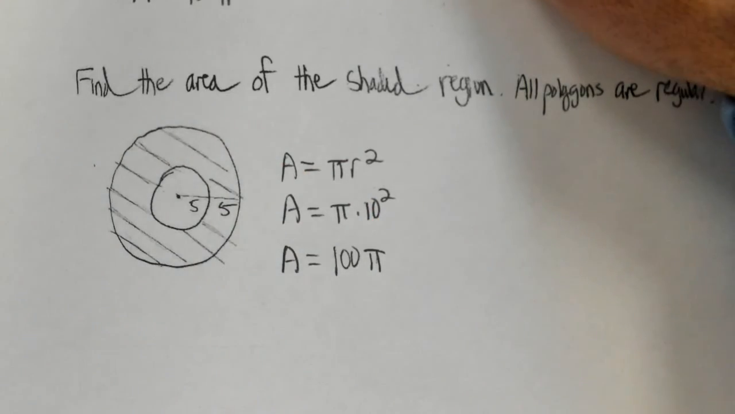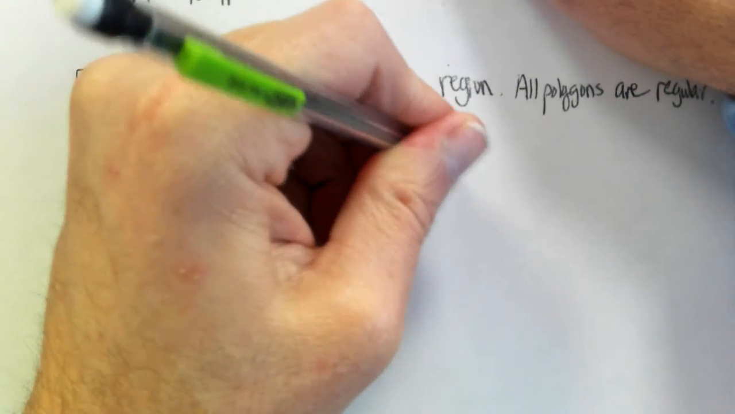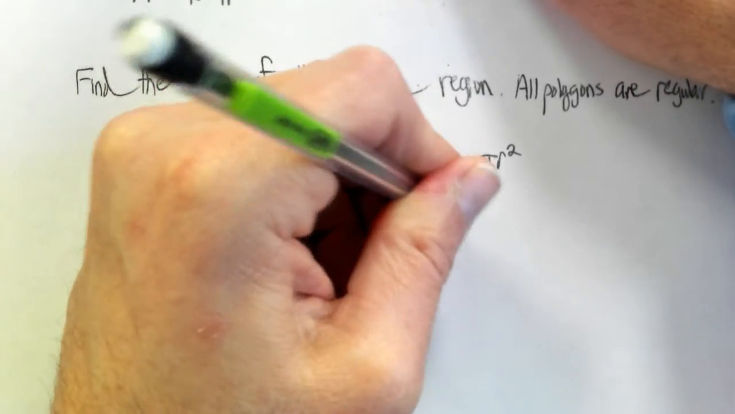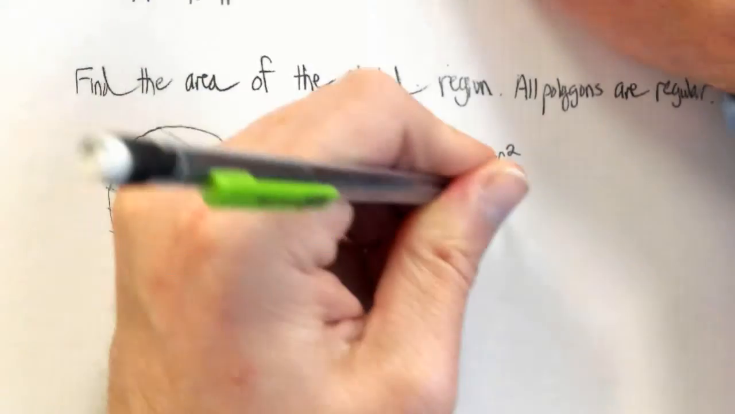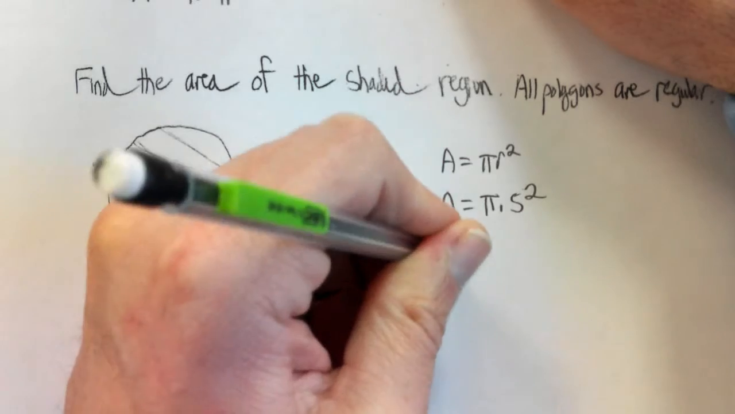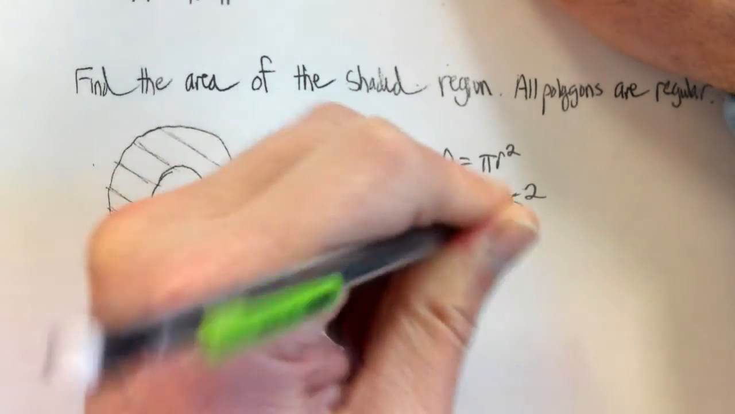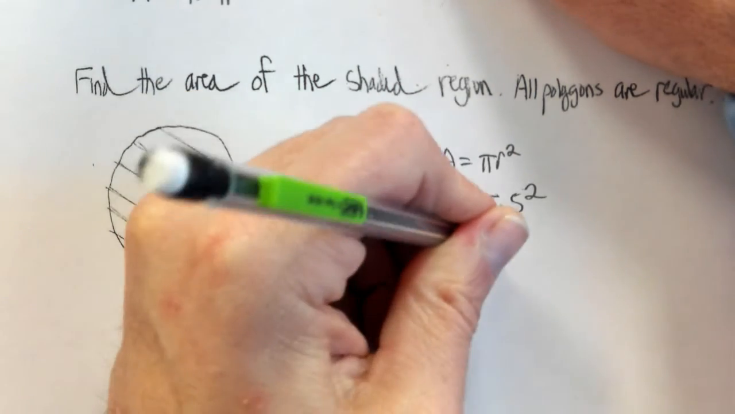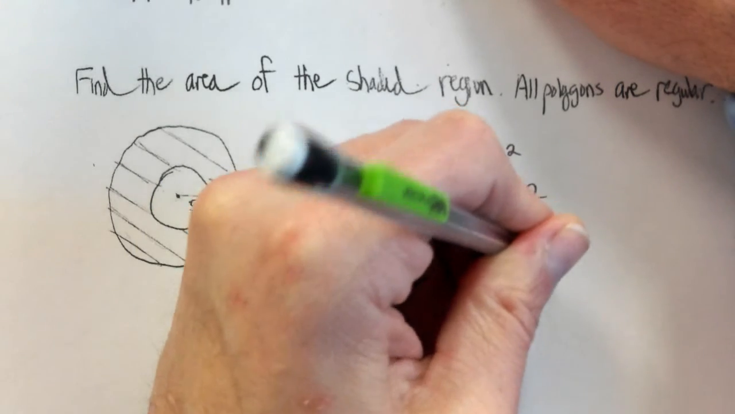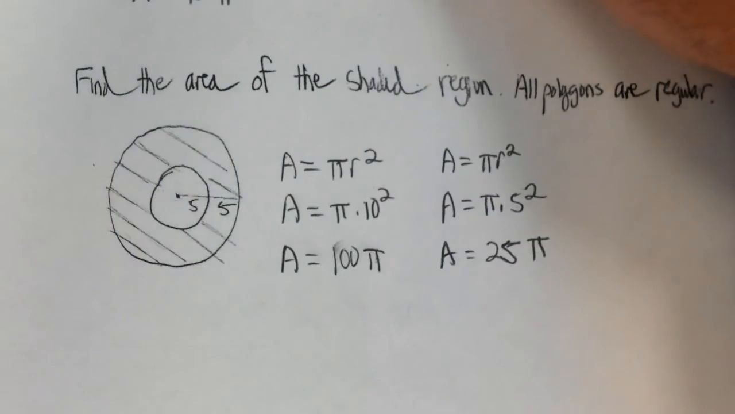Now let's find the area of the small circle. So area is equal to pi r squared. So my area is going to be equal to pi times the radius of the smaller circle, which is 5. And so the area of the smaller circle, 5 squared is 25, and so we'll have 25 pi as the area of the smaller circle.